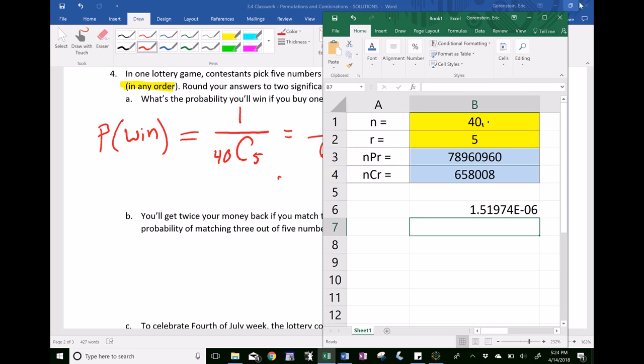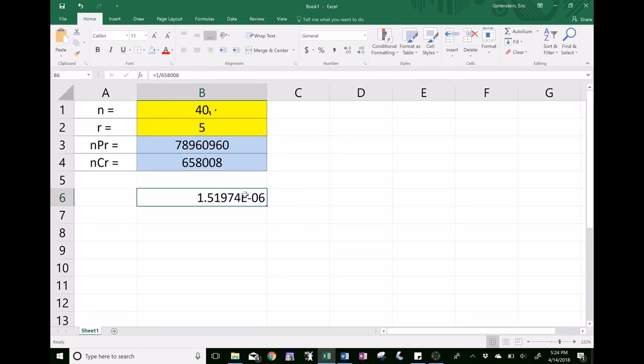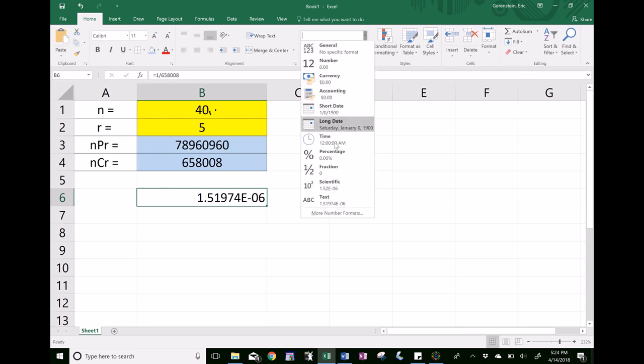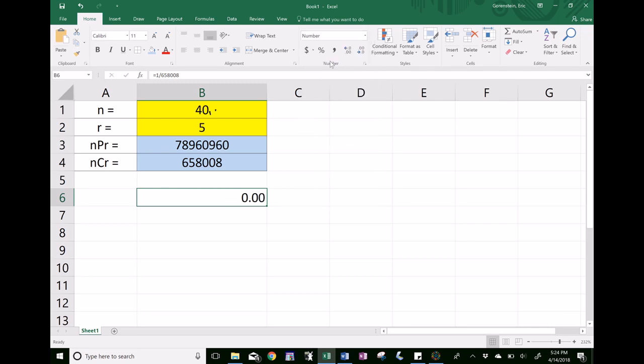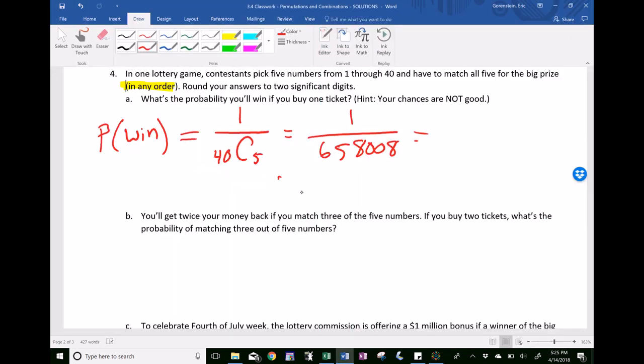So, as a decimal, you know what? If Excel gives you a number in scientific notation, we can go up here where this little drop-down menu is. This is the format of the display, and we could change that to just a number, and we're going to need some more decimal places. Okay, so 0.0000152. 5 zeros, 1, 5, 2. Very small chance of winning.